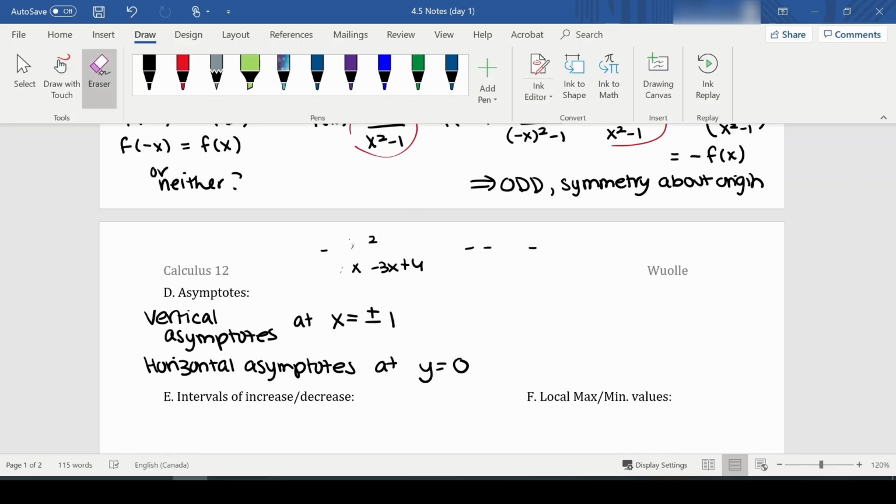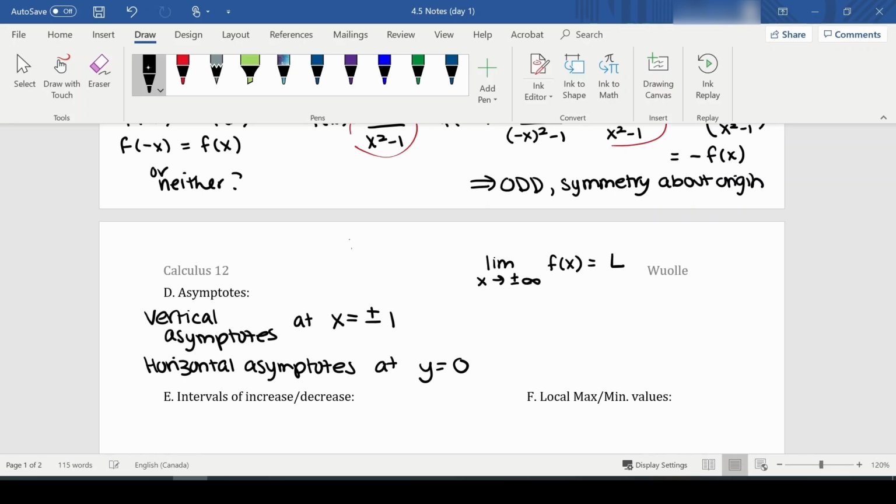Now, from way back in your limits chapter, you would have also looked at limits that help you find asymptotes. If you don't remember this stuff from Math 12, you can use that as well. Reminder, if you have a limit as x approaches plus or minus infinity of your function equals some number L, then you have a horizontal asymptote at y equals L. If you have the limit as x approaches some number A of f of x equals plus or minus infinity, then you have a vertical asymptote at x equals A.